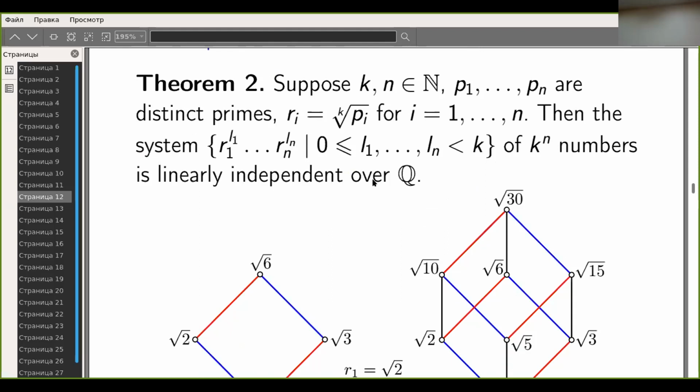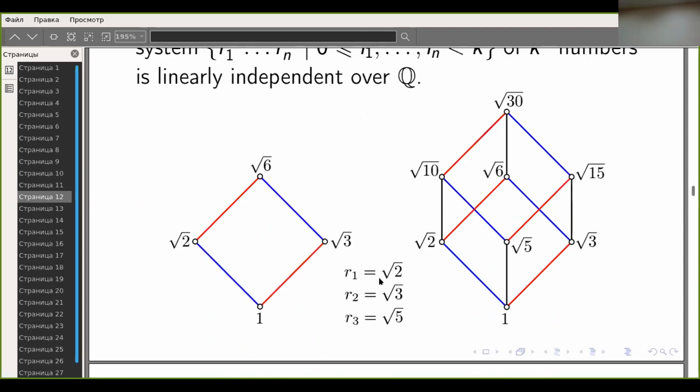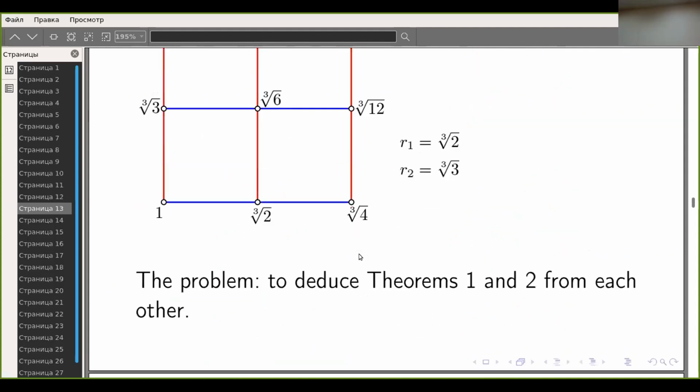linearly independent over Q. You can imagine this system as the vertices of an n-dimensional lattice. For example, for square roots, we deal with an n-dimensional cube.